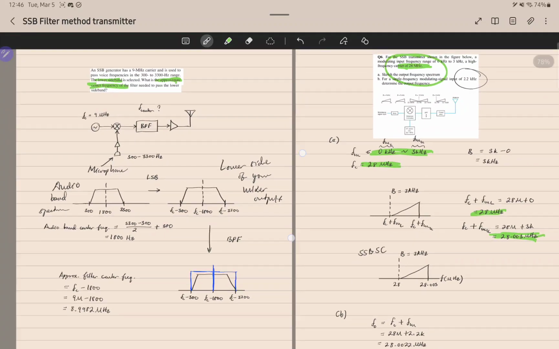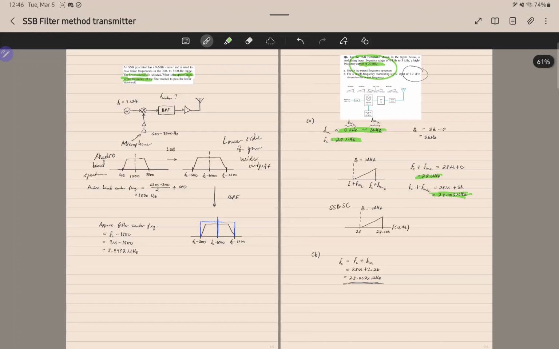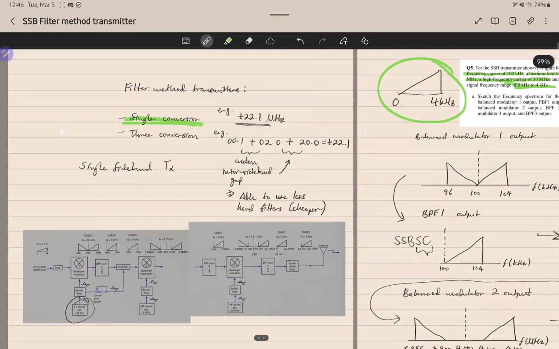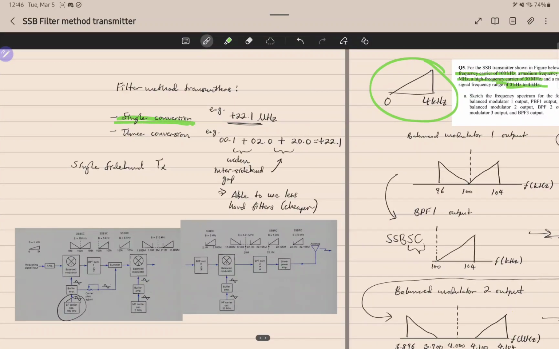I hope everything's clear enough. You can always feel free to rewind. I think that's about it. Actually, there's another method for single sideband upconversion. Other than the filter method, there's also the phase shift method, but we're going to cover that in a later video.